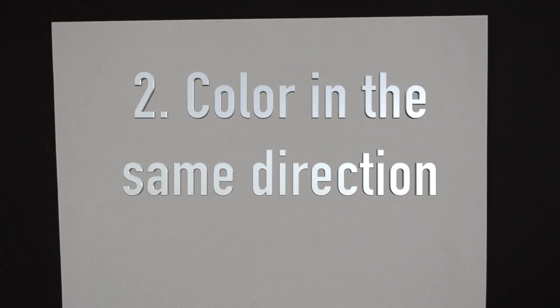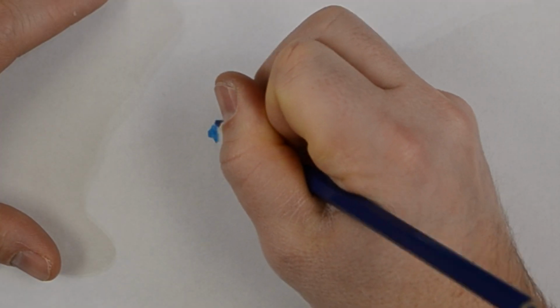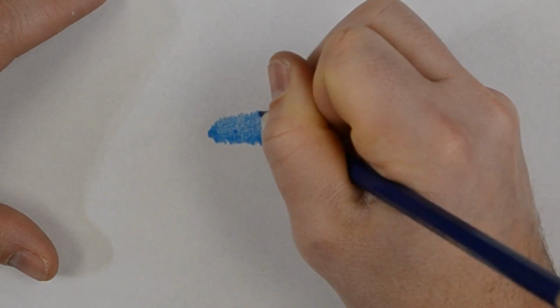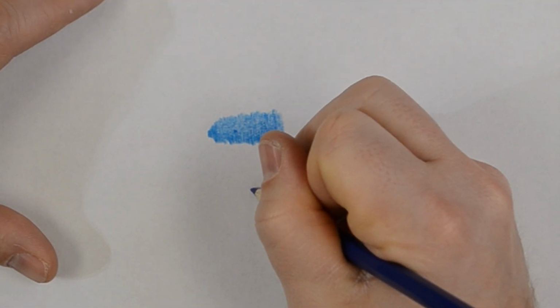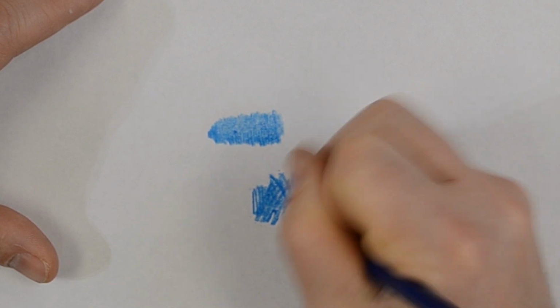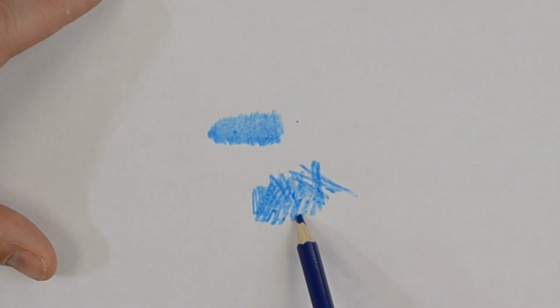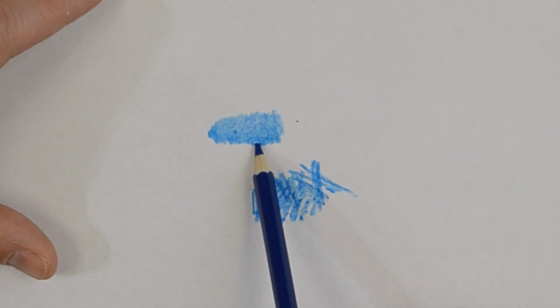The second rule is color in the same direction. And what I mean by this is that once you start in a direction, you continue in that same direction. If you change direction in the middle of coloring, this is what we call scribbling. To keep it from looking like scribbling, all you gotta do is color in the same direction.